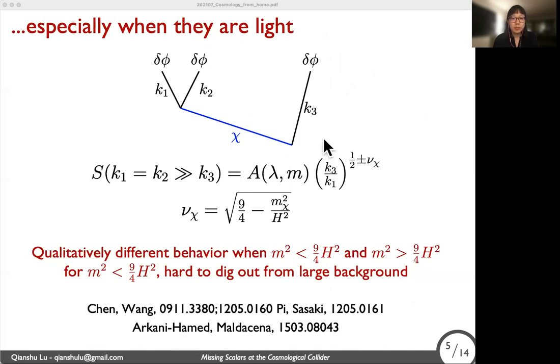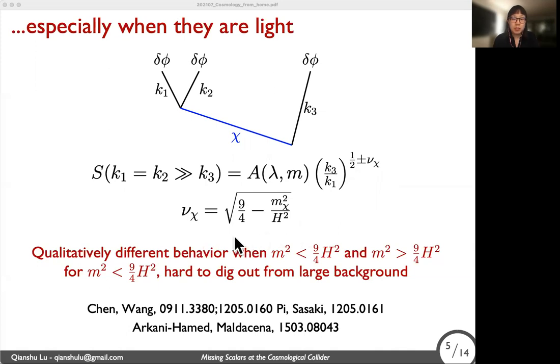And what people found is that in the limit when one of the inflaton momenta, say K3, is much smaller than the two other momenta of the inflaton, the shape of the inflaton's 3-point correlation function has this particular structure, where the ratio of K3 to K1 is being raised to this power, where nu chi is a function that depends on the mass of the intermediate chi particle.